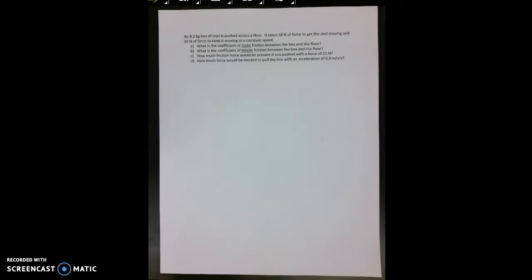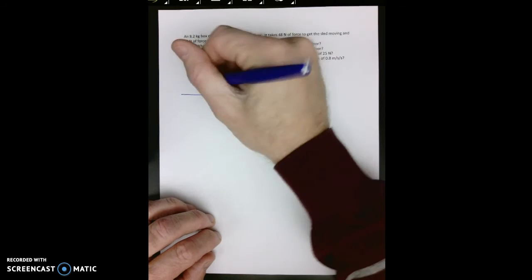We're going to take a look at a static and kinetic friction problem now that is typical of something you might see. An 8.2 kilogram box of toys is pushed across the floor. It takes 48 newtons of force to get the sled moving and 35 newtons of force to keep it moving at a constant speed. And we want to know first what is the coefficient of static and kinetic friction between the box and the floor. So the first thing I'm going to do will, of course, be to draw a free body diagram.